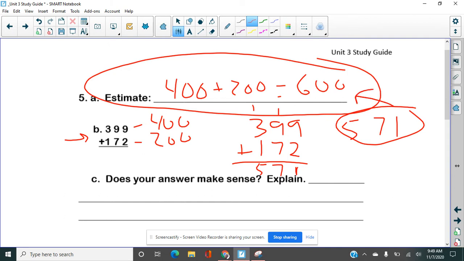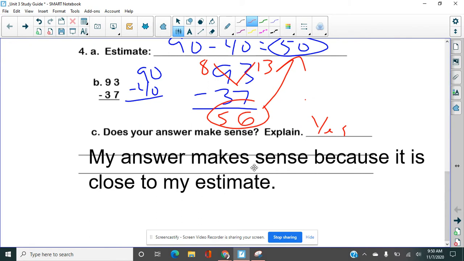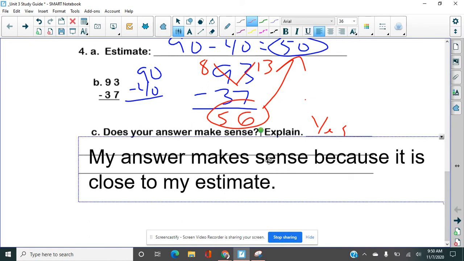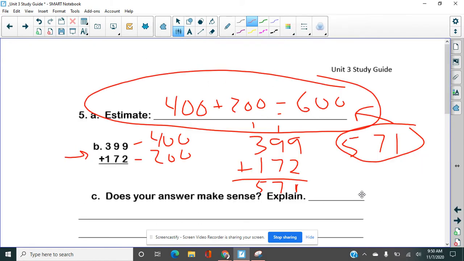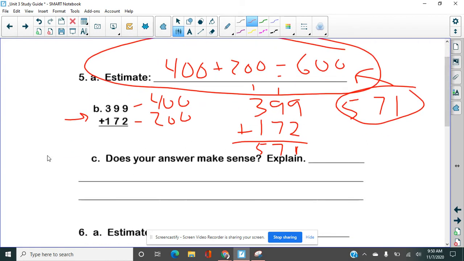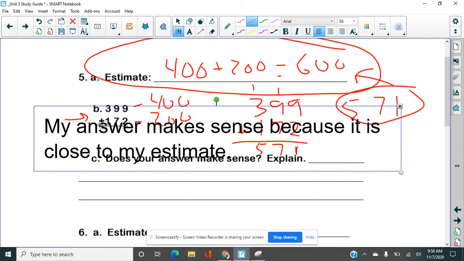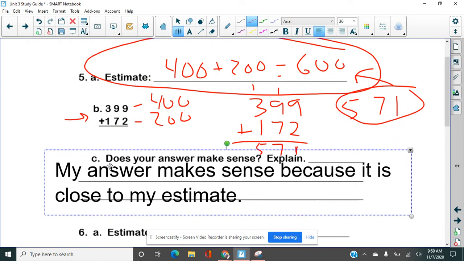Look at that, right? It's close to our estimate. And this answer, right? When our answer is close to our estimate, we know it makes sense. So watch this. Let's just take the same sentence. Bloop. And we're going to copy it over. Because if your answer is close to your estimate, then your answer makes sense. And so we can just say the same thing. It is close to my estimate.